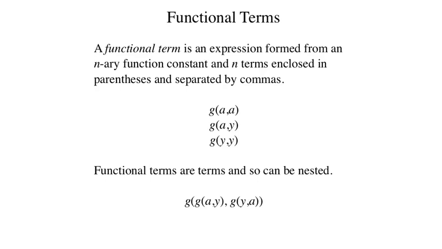A functional term is an expression formed from an n-ary function constant and n terms, enclosed in parentheses and separated by commas. For example, if g is a binary function constant, and if a and y are terms, then g(a,y) is a functional term, as are g(a,a) and g(y,y).